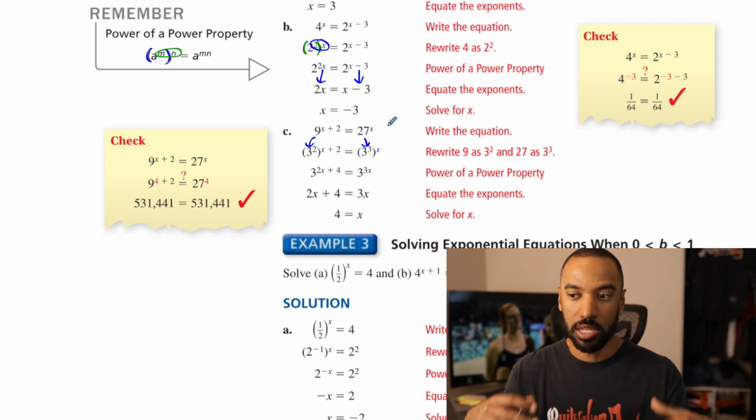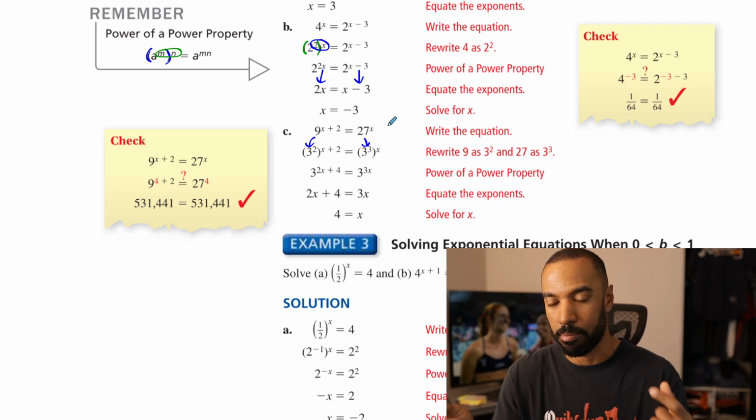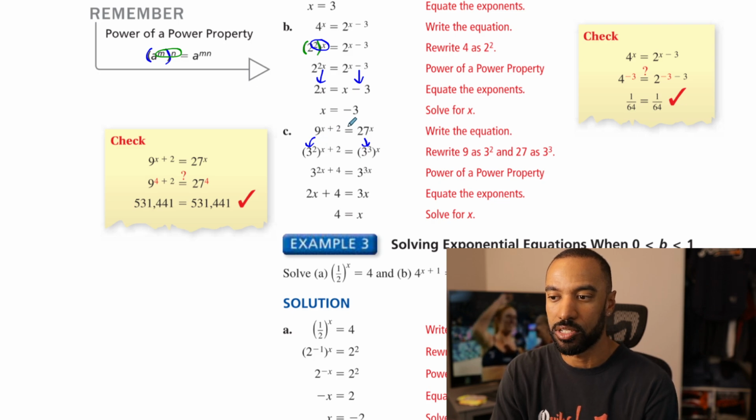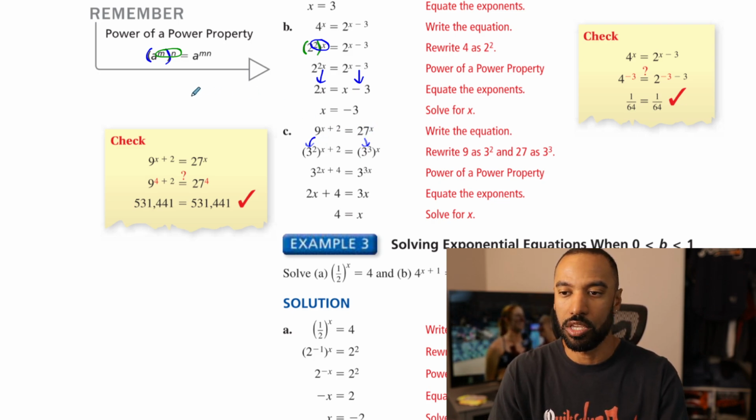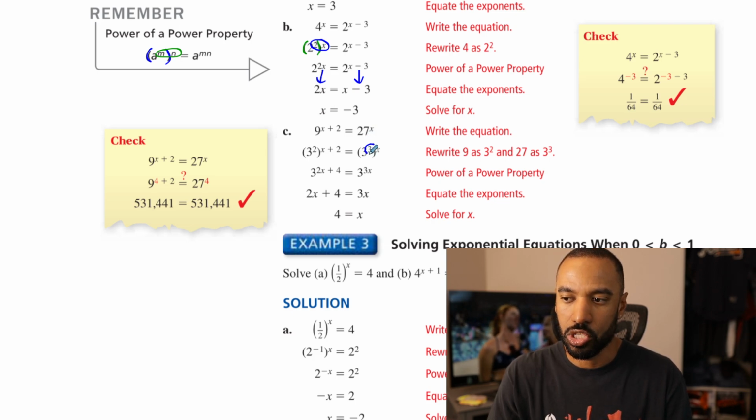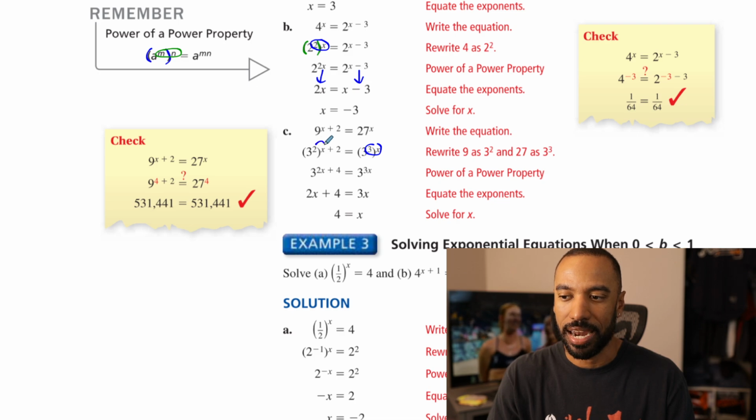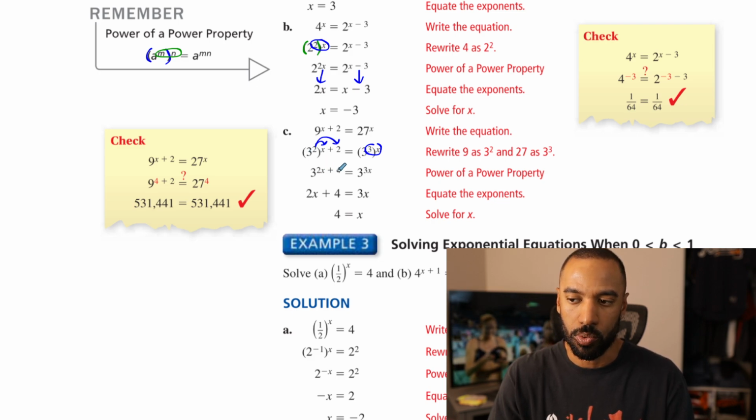Now, this is where the problems get a little more challenging, right? They ask you to do a little bit more. For one, it's finding that base that it matches with, and now it's using these other properties. So now that we rewrote those things, we use this power of a power property for both sides. 3 times x is 3x, yes, but on this side, 2 multiplies with x plus 2, the entire thing. There aren't parentheses around it right now, but that idea is happening, right? X plus 2 is the entire exponent. 2 multiplies with the entire exponent. That's why here you see 2x plus 4.